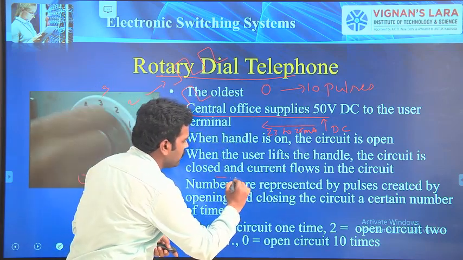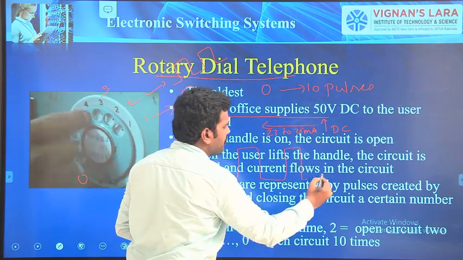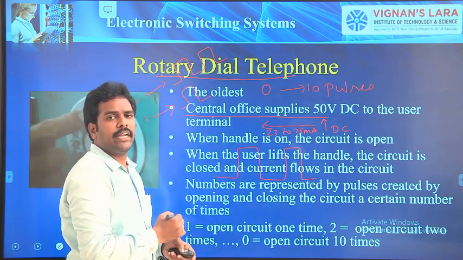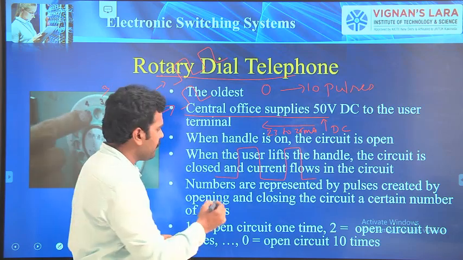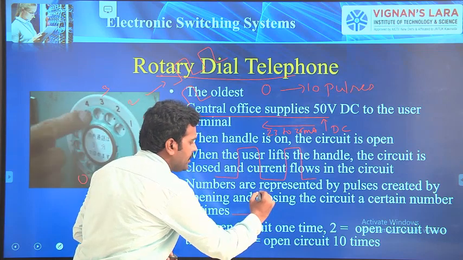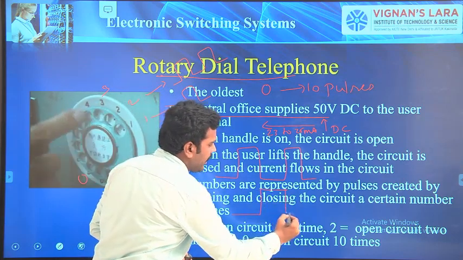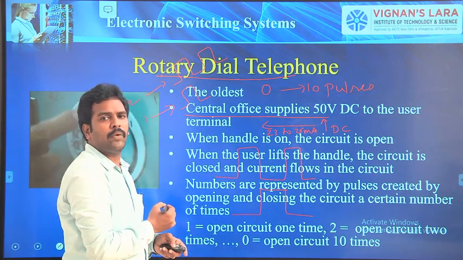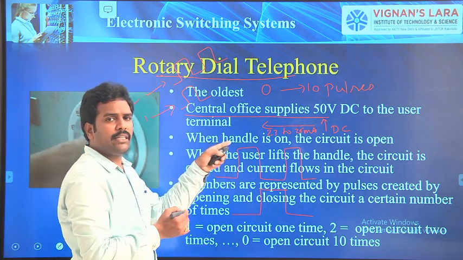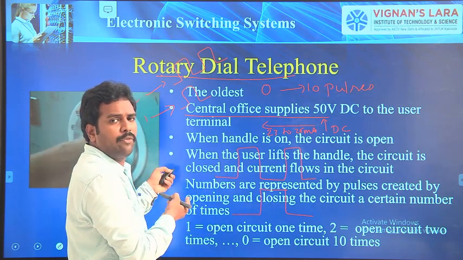Whenever I am dialing a digit, what happens? It is called making and breaking of the circuit. Therefore, for some duration the DC current is 0, and for some duration the DC current is high. In this way, it creates the pulses. This is the mechanism inside for generating pulses using a rotary dial telephone set.